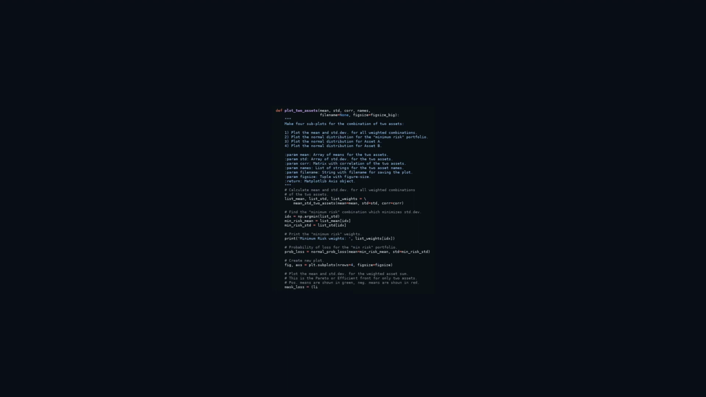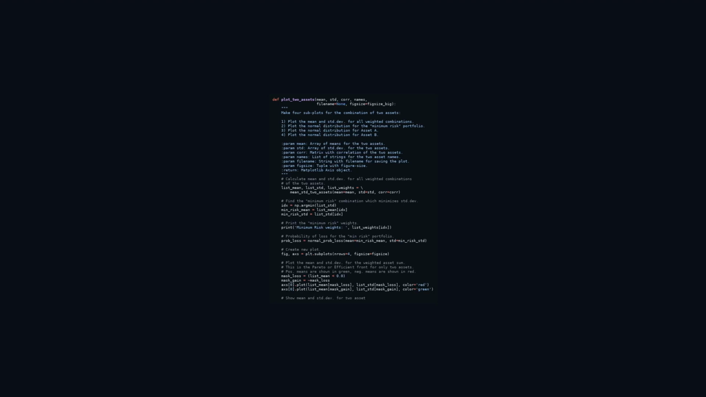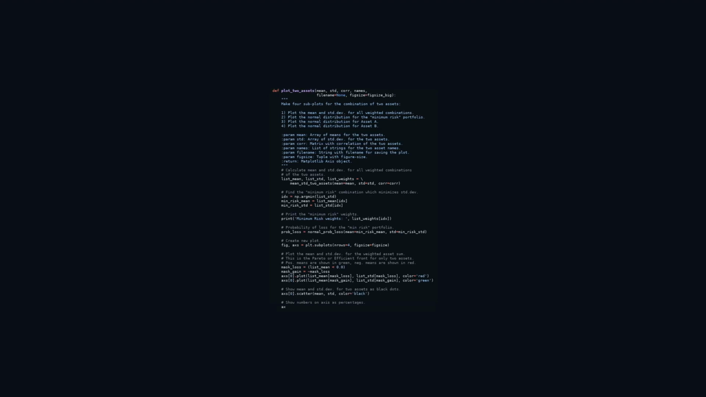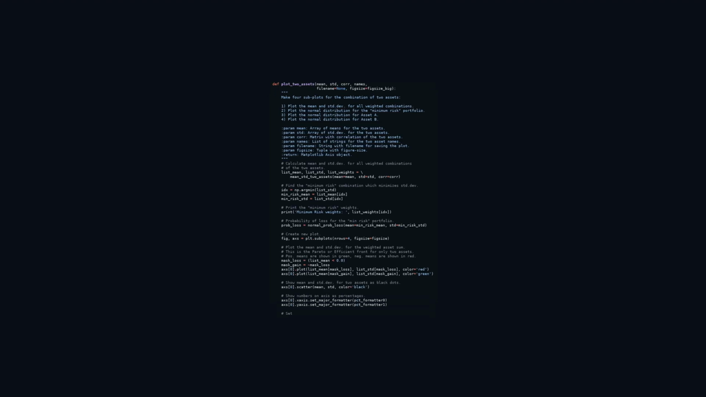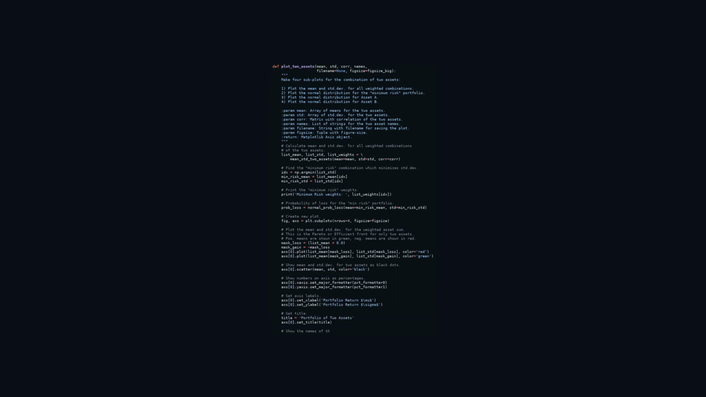The second subplot presents the normal distribution for the minimum risk portfolio and calculates the probability of loss for this portfolio. The third subplot displays the normal distribution for asset A, while the fourth subplot shows the normal distribution for asset B.